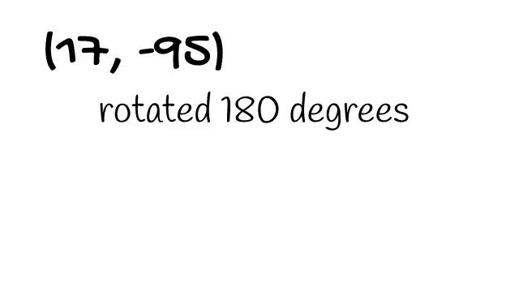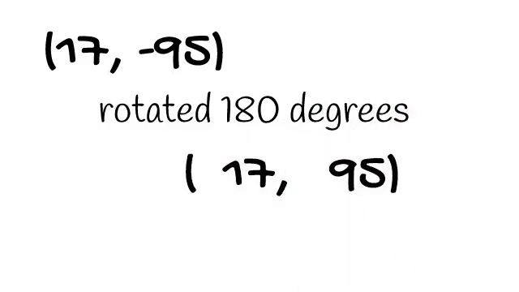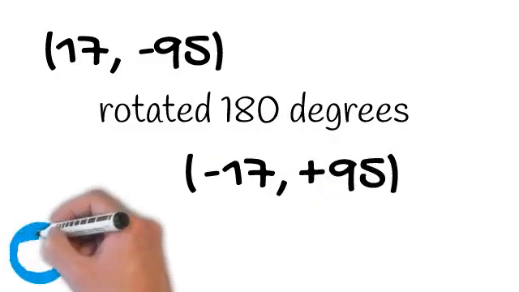And since we started in the fourth quadrant, we rotate 180 degrees. It means we end up in the second quadrant, which means we're going to have -17, 95. And in the second quadrant, we know that the x values are negative and the y values are positive. And that's it. It really is that simple.